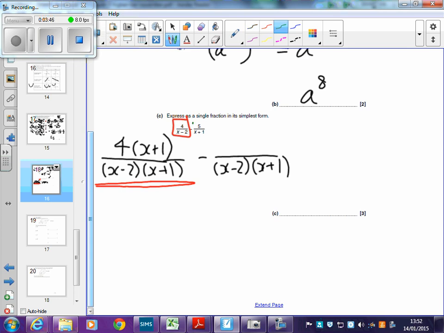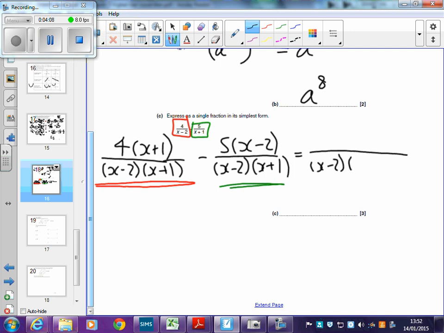Do the same thing with the green fraction. Originally on the bottom, I just had x plus 1. I've now got x minus 2 times x plus 1. So that means I have to times the top by x minus 2. Now we're ready to squish them together because they've got a common denominator. So the denominator is going to stay the same, x minus 2, x plus 1. And on the top, I've got 4(x plus 1) minus 5(x minus 2).